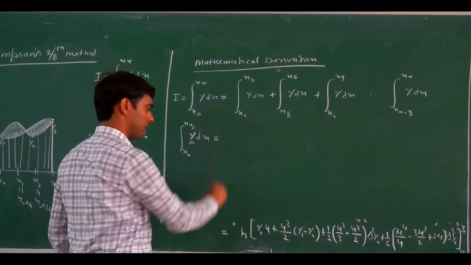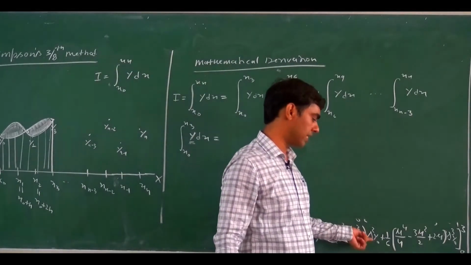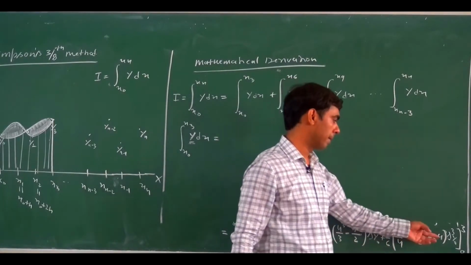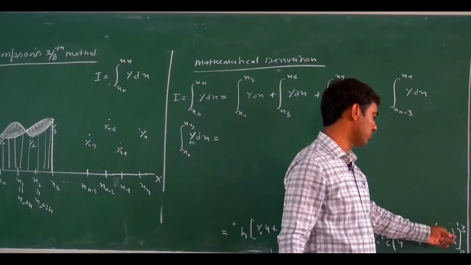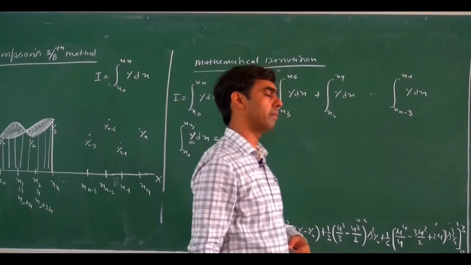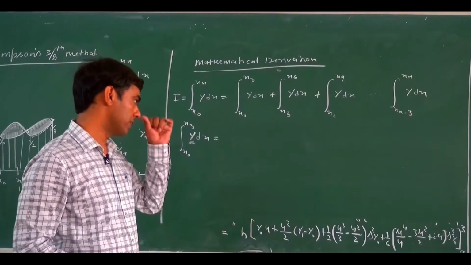If we simplify this expression and put in the lower and upper limits, then in place of Δ² we write (E minus 1) whole squared, and in Δ³y we write (E minus 1) in place of Δ, because what is the relation between the shift operator and the forward difference operator?